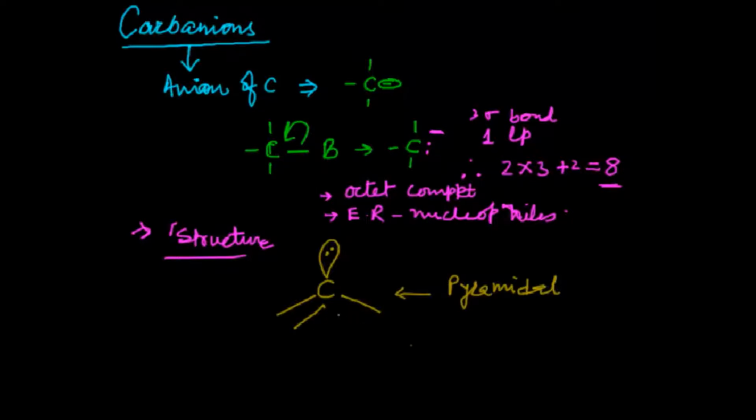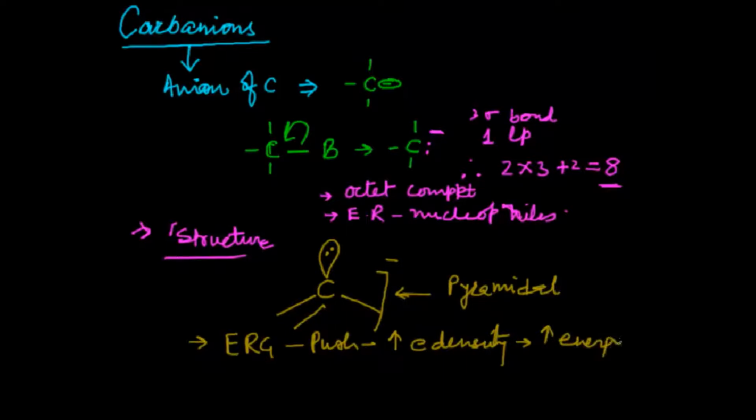And now how do we predict its stability order? The stability could be predicted using the fact that since it is electron rich, all those groups which are electron releasing groups will push the electron, increase electron density, and therefore increase the energy. Therefore we can say it is destabilized.